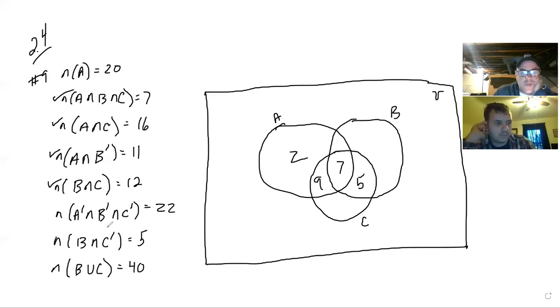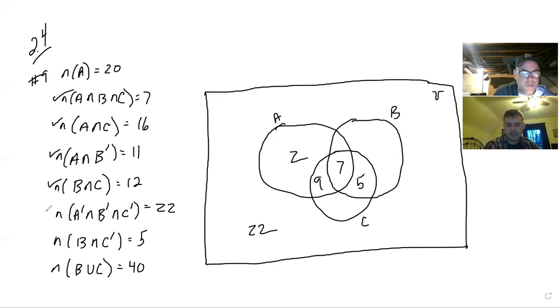All right, so we can do the same thing here. I've got B intersects C complement. Unfortunately, right now, when I look to use it, B outside of C, overlapping with B, would be these two regions, and I don't know either one of them, so I can't use it yet. This one I could have done any time. A complement intersect B complement intersect C complement is outside of all three, which means we've got 22 here.